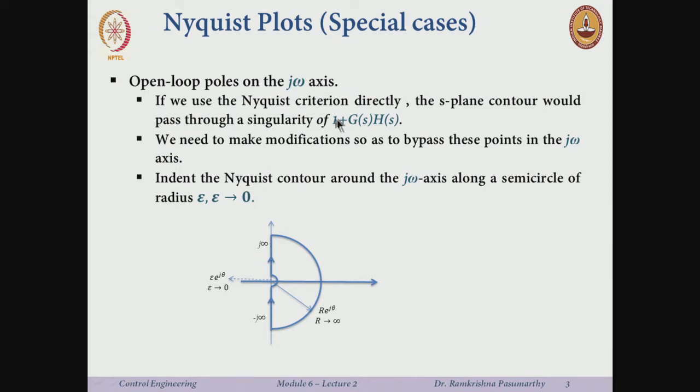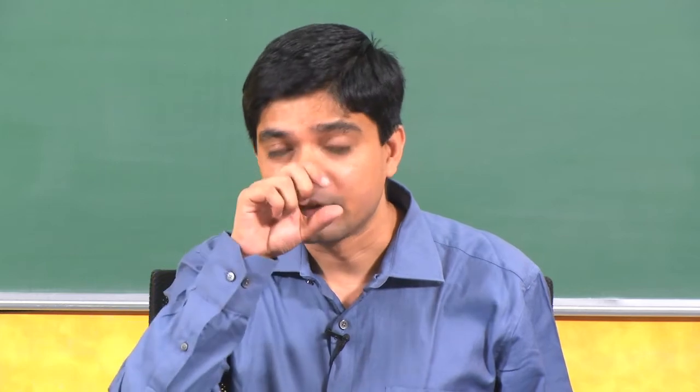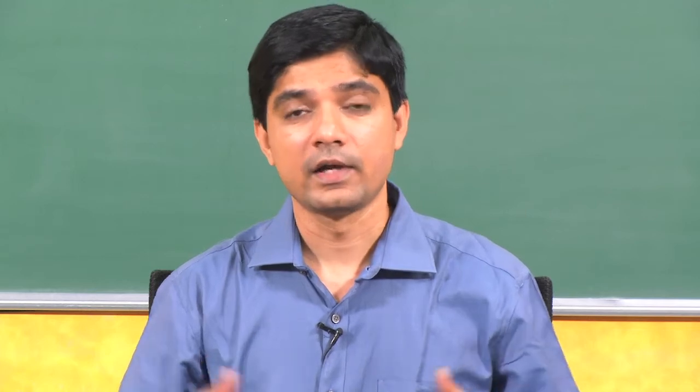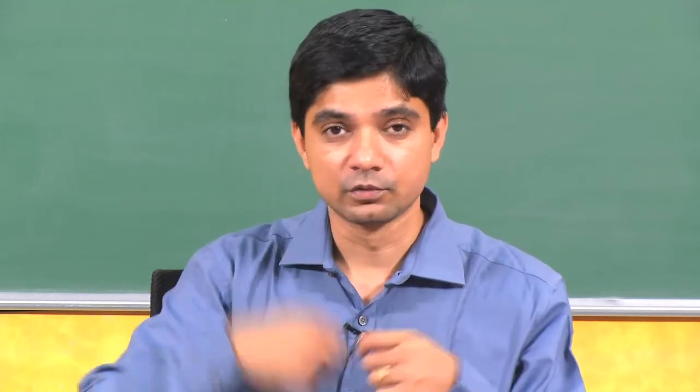If we use the Nyquist criterion directly, the S plane contour would pass through a singular point of 1 plus GSH and this would just blow up. This is similar to the Routh-Hurwitz table, when one of the entries in a column becomes 0. You just substitute a very small number epsilon, assume it to be greater than 0, take the limit as epsilon goes to 0, and then do the rest of the computations. We'll do something very similar here. It's a little trickier than what we did last time. So let's see how we will do this.